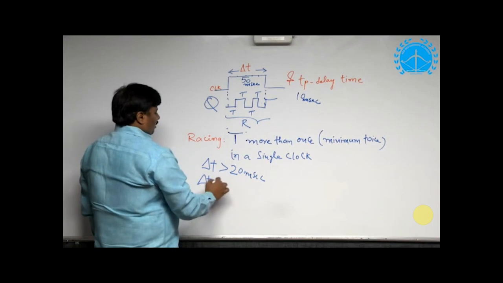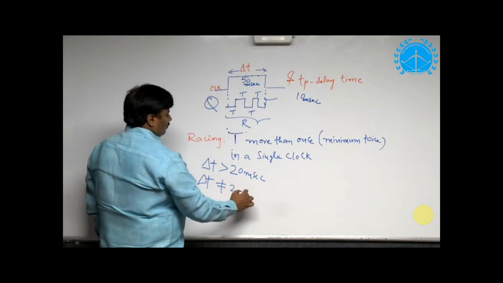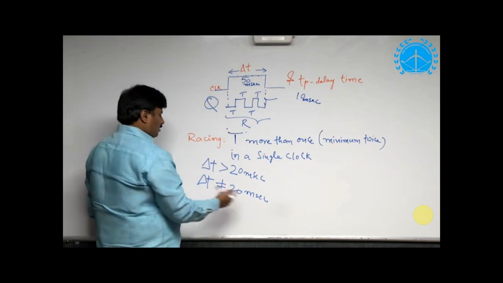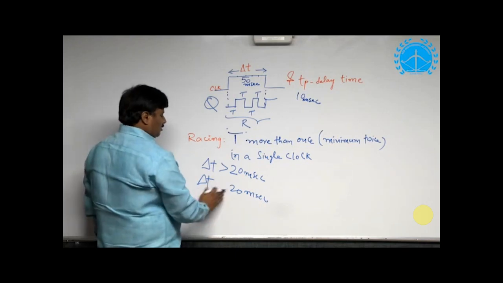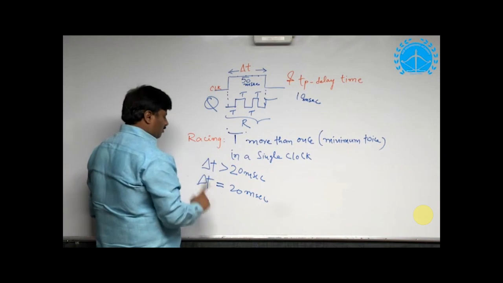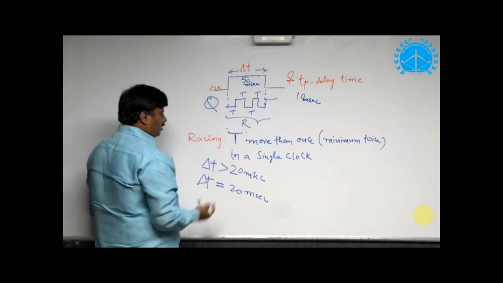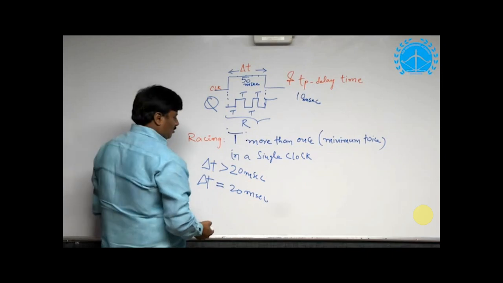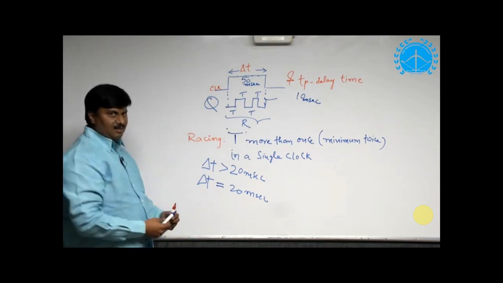Not even equal to 20 milliseconds. When it is equal to 20 milliseconds, racing will not occur. Toggling will occur only once. So it will toggle more than once only when it is exceeding 20 milliseconds. The right answer is what? Delta T greater than 20 milliseconds.